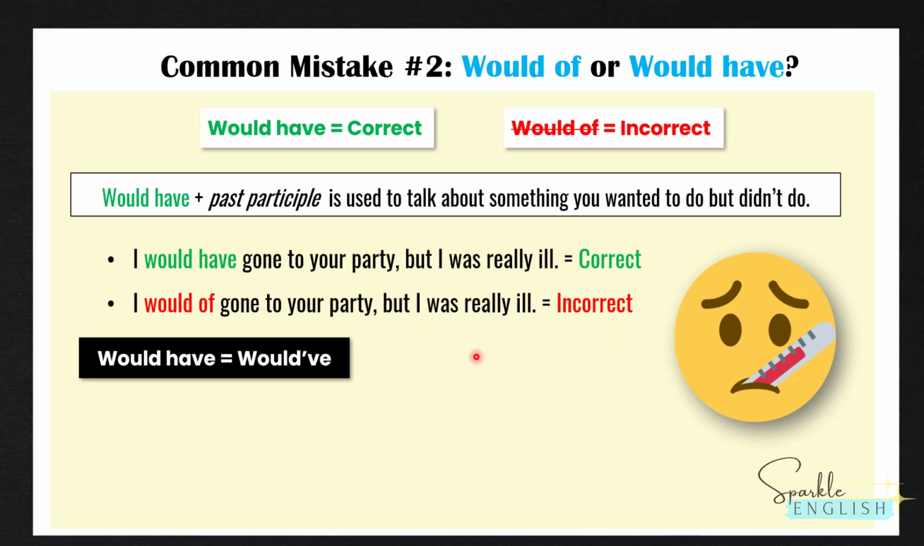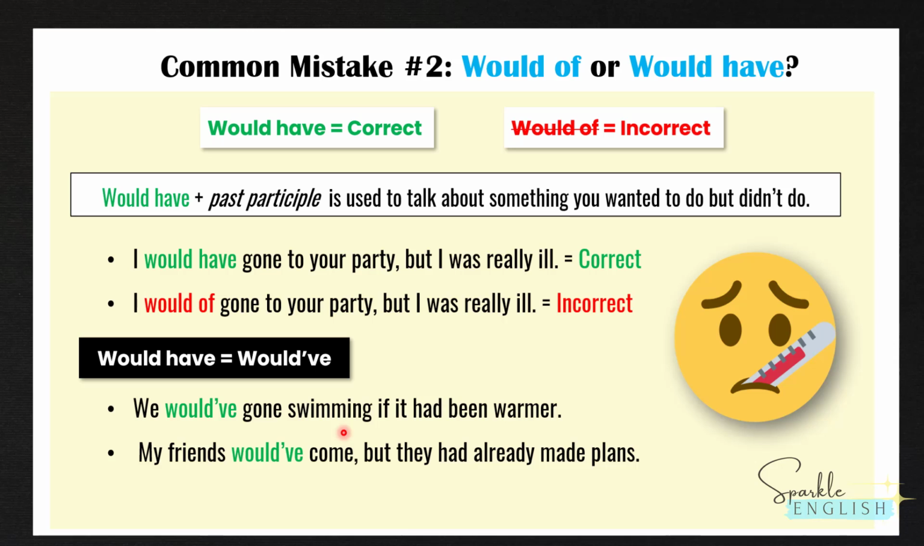And as we saw with the first common mistake, would have is the long form and the contraction is would've, which also sounds like would of, which is why this is a common mistake. For example, we would have gone swimming if it had been warmer. My friends would have come, but they had already made plans. So again, when you are speaking in English, it will sound like would of. However, it is written like would apostrophe VE or would have.